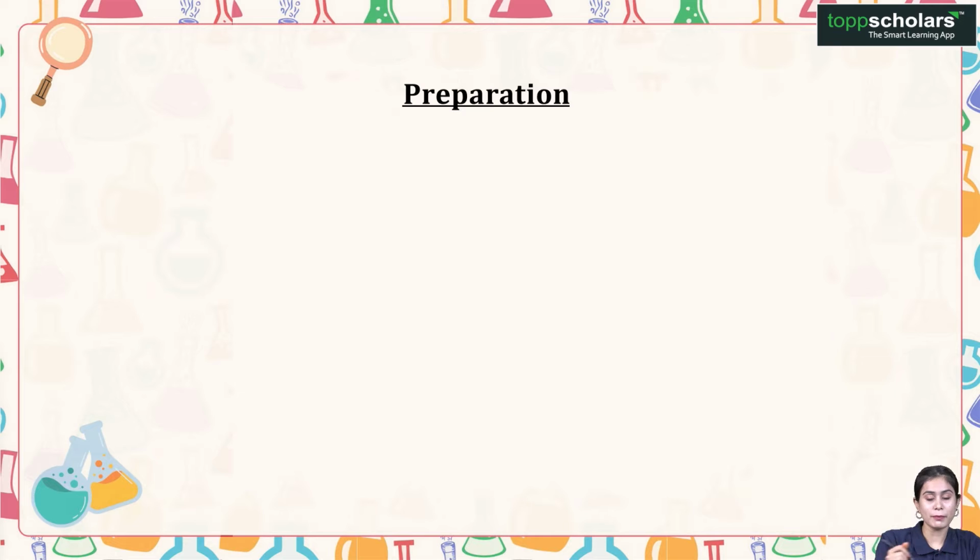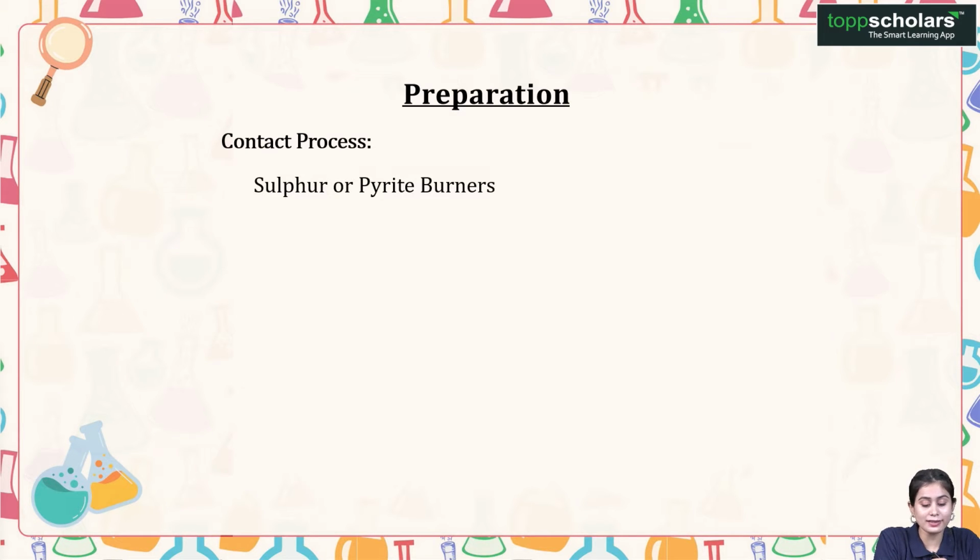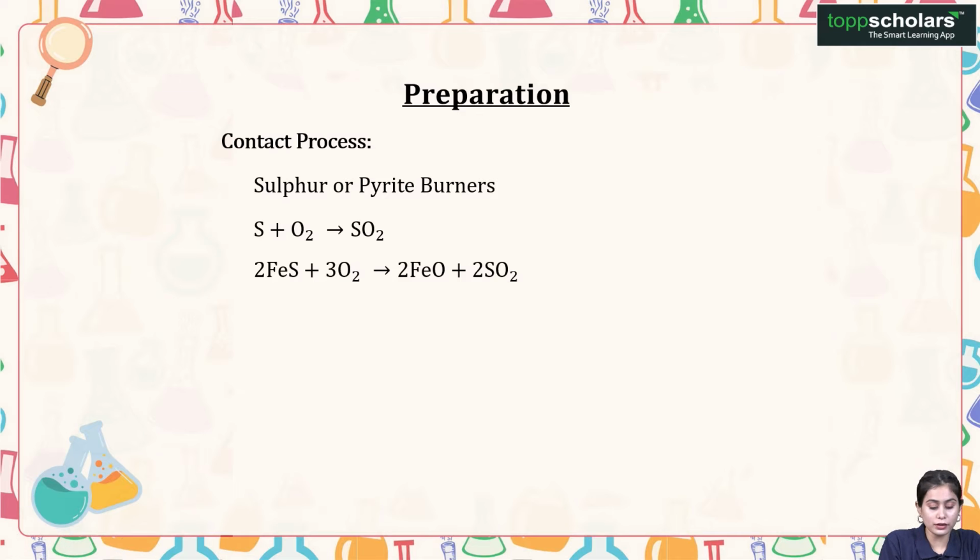So let's start with the preparation. We begin with the contact process, which begins by taking sulfur, or the pyrite burners. So what happens? Sulfur reacts with oxygen. You burn sulfur and you form sulfur dioxide, SO2. Then in pyrite burners, you use FeS, iron sulfide, and in presence of oxygen, what do you get? Iron oxide, FeO, plus your SO2.